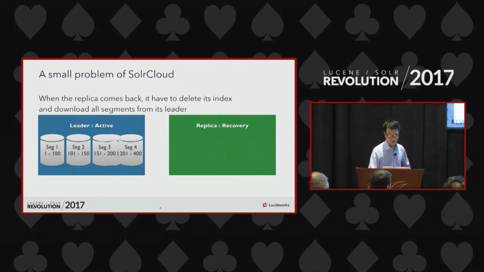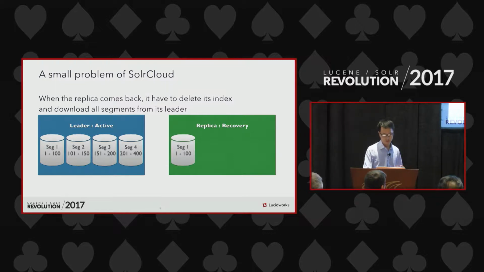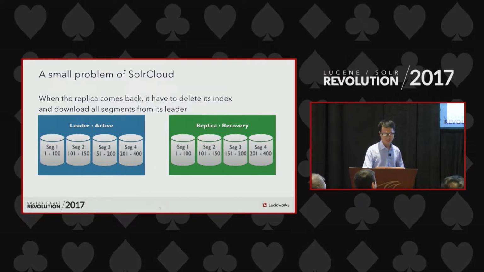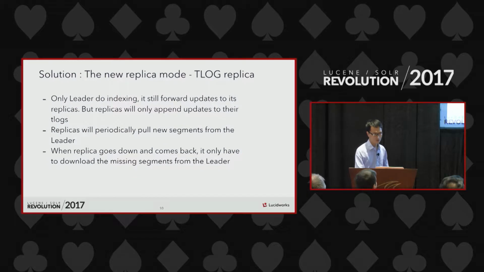Okay, some animation. The second step is downloading the entire index from the leader. And it's not good, right? As you can see through the animation, it is a very slow process. So how do we solve this problem? We had many discussions, but it seems that if we still keep the current process of indexing in the replica, we can't solve this problem.